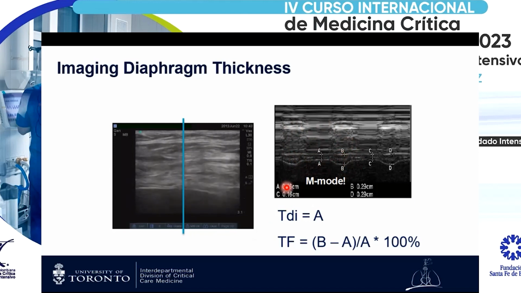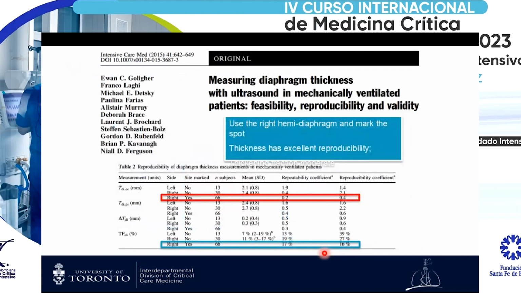And so we can calculate both the baseline thickness of the diaphragm and the thickening fraction of the diaphragm, considering how much the muscle is working. And we looked into this to see how reproducible it was, to make sure that the operating characteristics of this measurement were reasonable. And the bottom line is that the right hemidiaphragm, because of the liver that is there to give good contrast, is quite reliable as long as you mark the spot and use the same exact spot every time between observers or within observers over time.